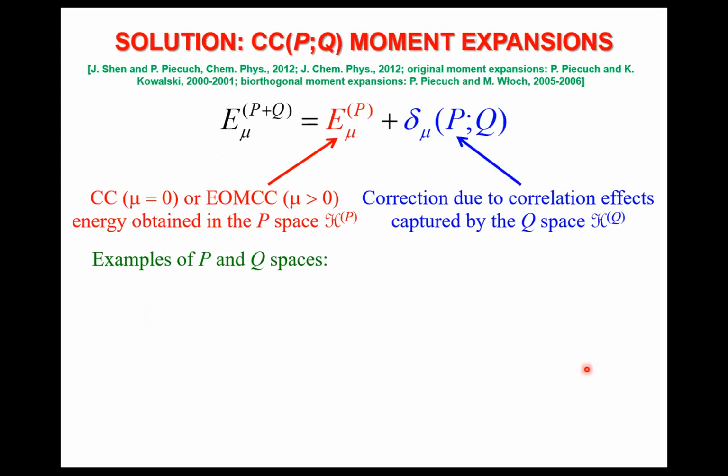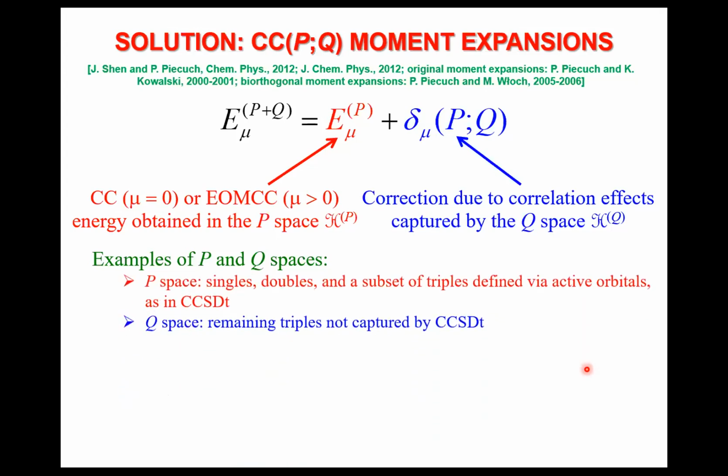We can accomplish this by redefining the P and Q spaces. We can, for example, define the P space to consist of all singly and doubly excited determinants and a subset of triply excited determinants defined via active orbitals, as in the approach called CCSDt. The little t means selection of triples using active orbitals.